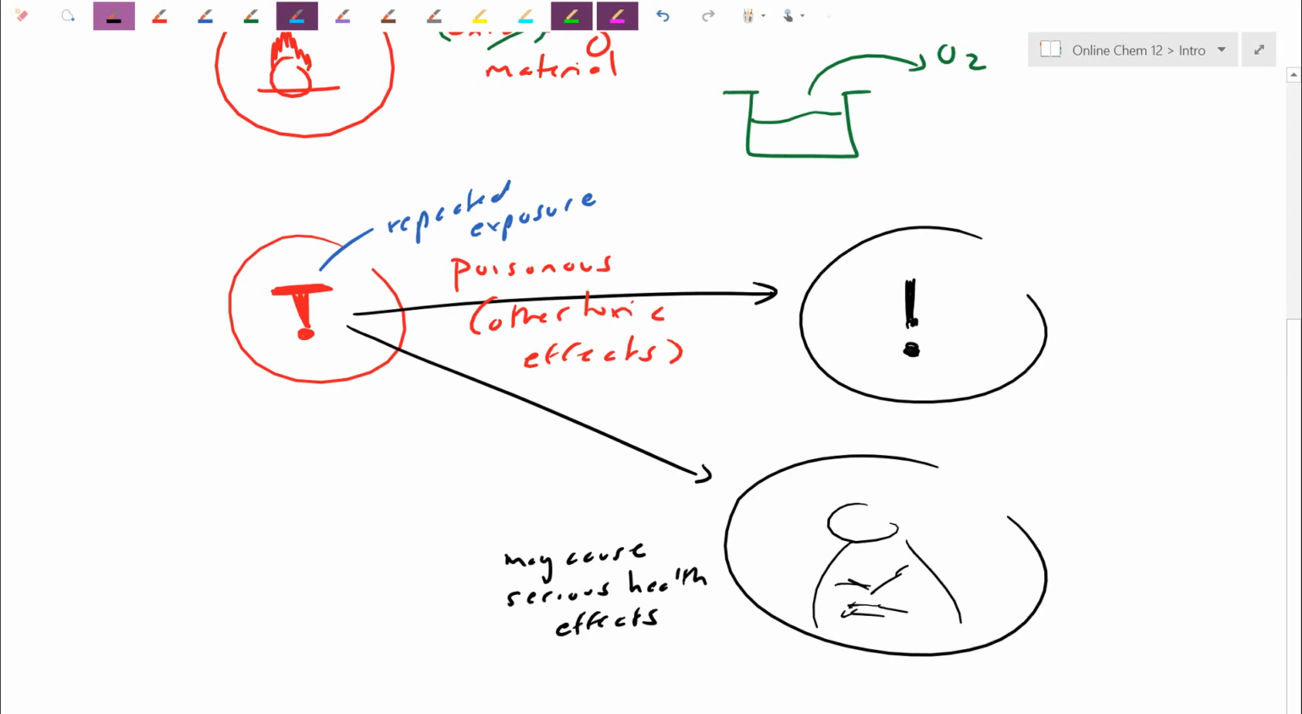The one with the exclamation mark here. This one also sort of talks about health effects here. This one has a terminology here. This one may cause less severe. So may cause less severe health effects.